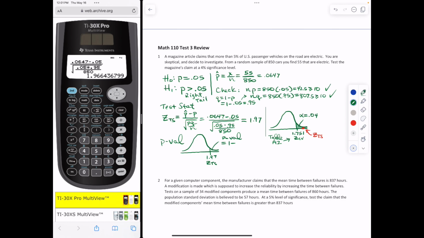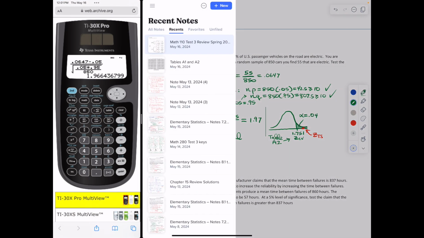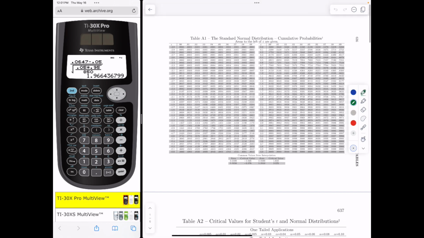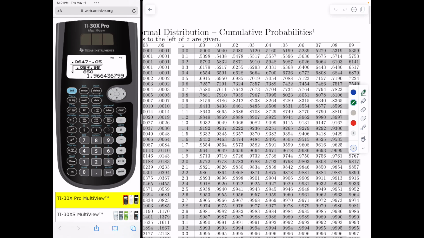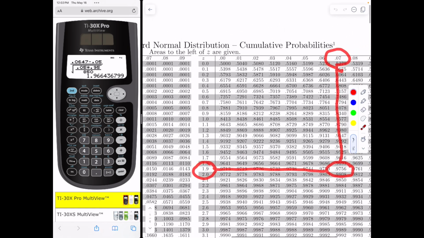Okay, and we're going to go to table A2 for this. Sorry, I apologize, table A1. So once again, see if I can do this. Very good. There we go. Table A1. I think it was 1.97 for our test statistic. So I'll zoom in. Okay, so 1.9 and 0.07 gives 0.9756.